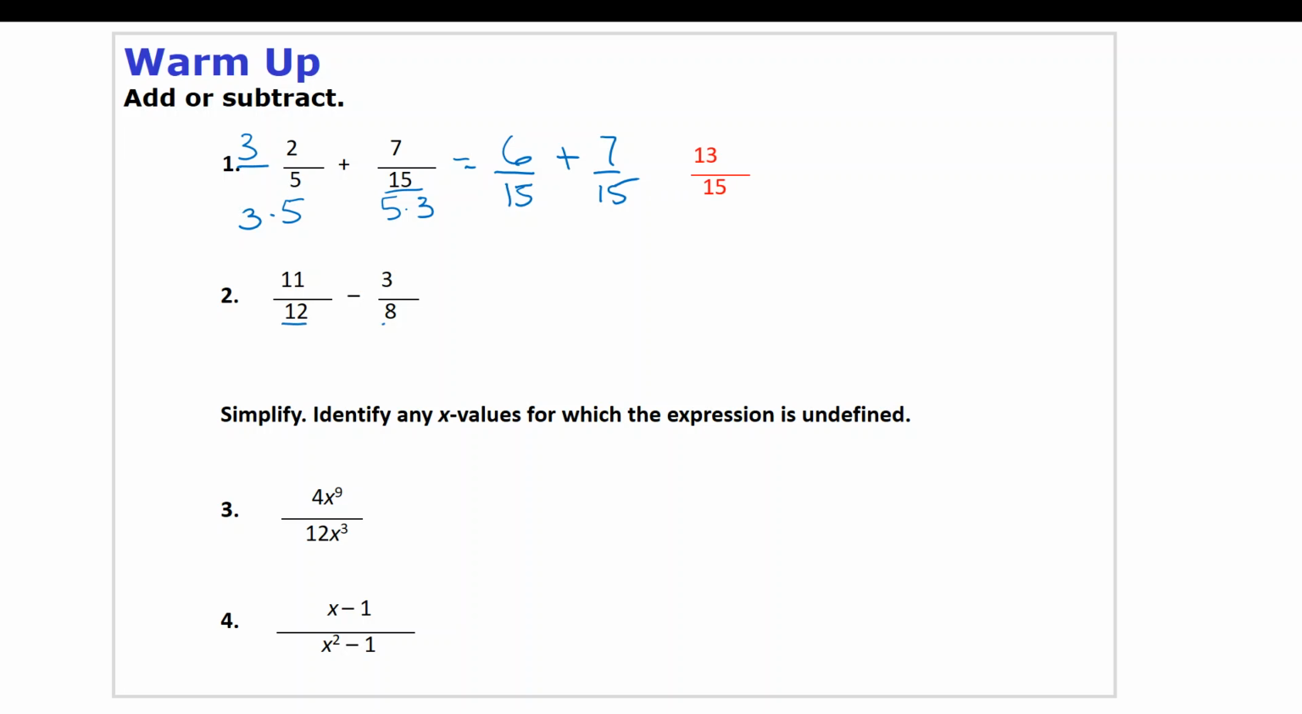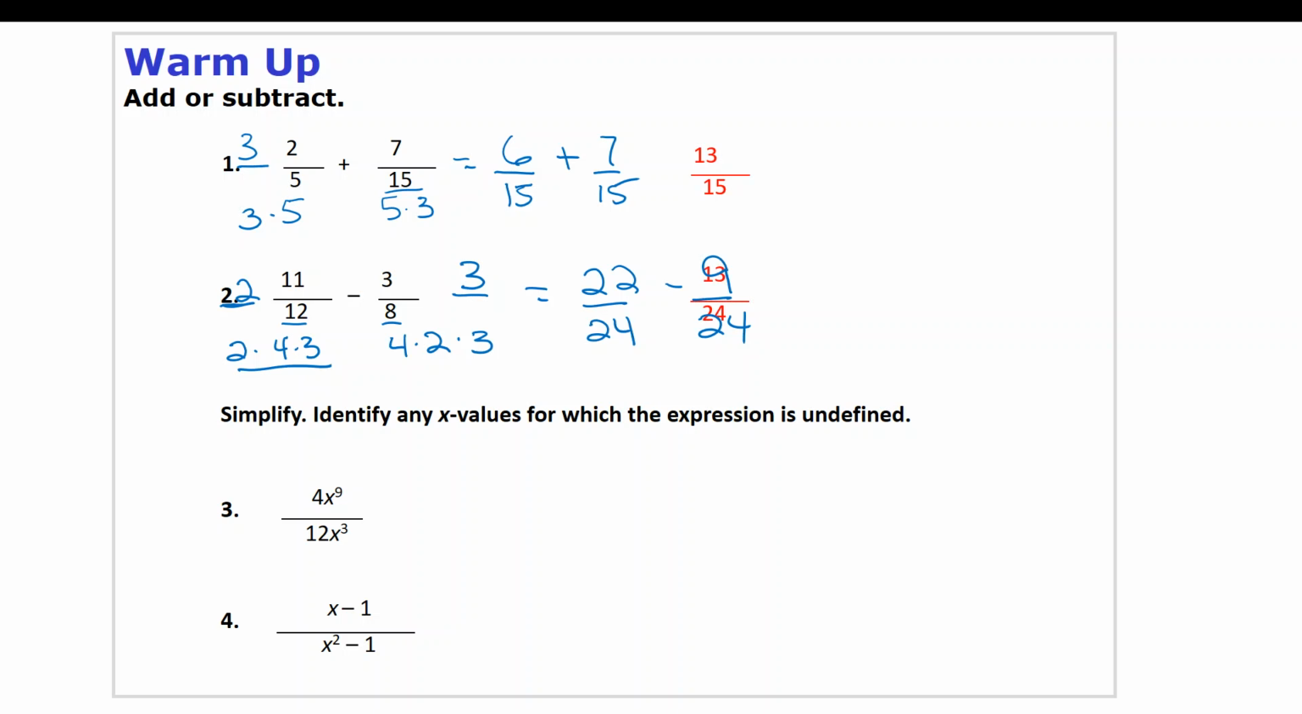Again, down here, I see that 12 is made up of 4 times 3, 8 is 4 times 2. So in order for them to be common, I'm going to need to multiply a 2 on this side and a 3 on this side, giving me 24. Now, if I multiply the denominator by 2, I also need to multiply the numerator by 2. And over here, if I multiply the denominator by 3, I also have to multiply the numerator by 3. So in the end, I get 22 over 24 minus 9 over 24, and that gives me a grand total of 13 over 24.